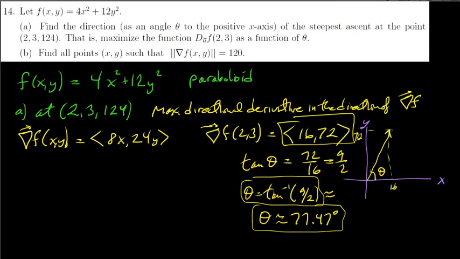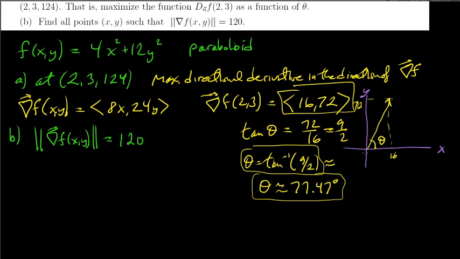All right, part B. Find all points x, y such that the magnitude of the gradient equals 120. So that would actually be the slope in the direction of the steepest descent. So what points do we have that? Well, we already took the gradient. That's this vector here, so we can easily take the norm, or the magnitude, of that gradient.